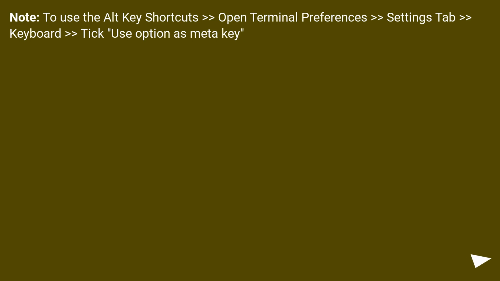Note: to use the Alt key shortcuts, open Terminal Preferences, Settings tab, Keyboard, tick Use option as meta key.